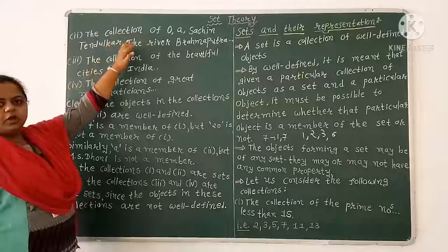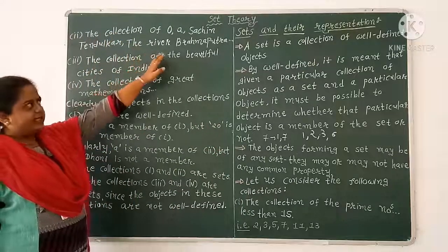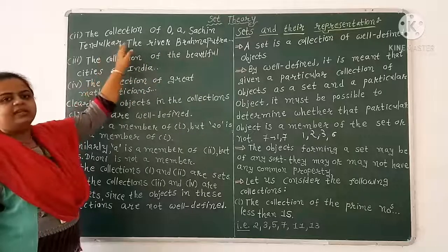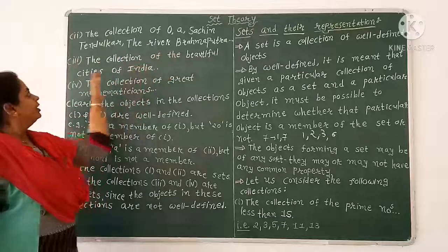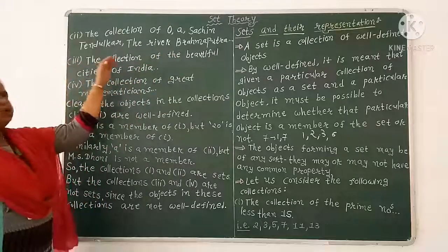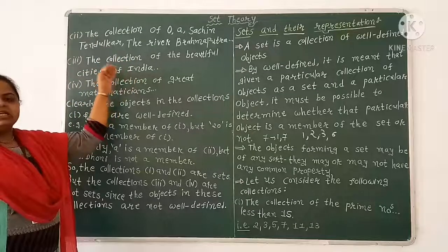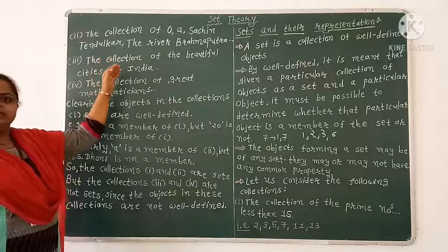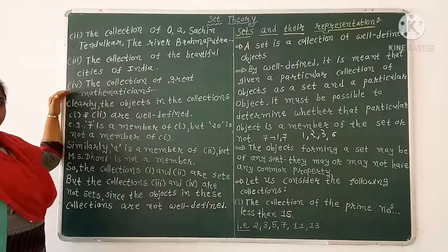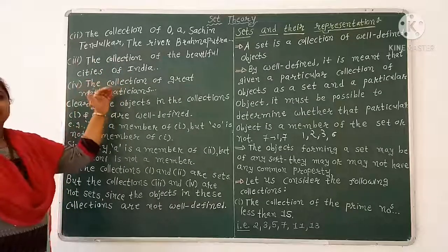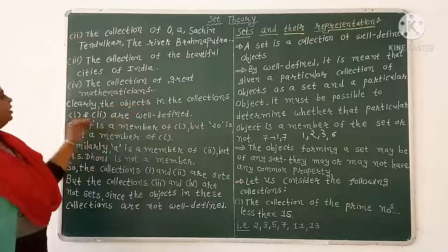The collection of 0, A, Sachin Tendulkar and the river Brahmaputra. Number 3: the collection of the beautiful cities of India. There are so many beautiful cities in India. Number 4: the collection of great mathematicians.